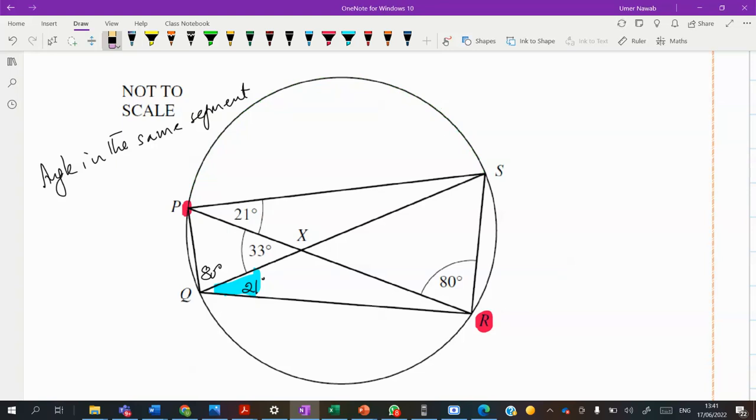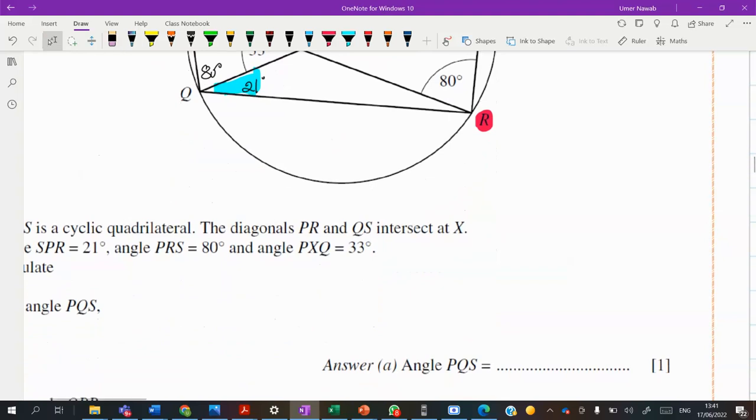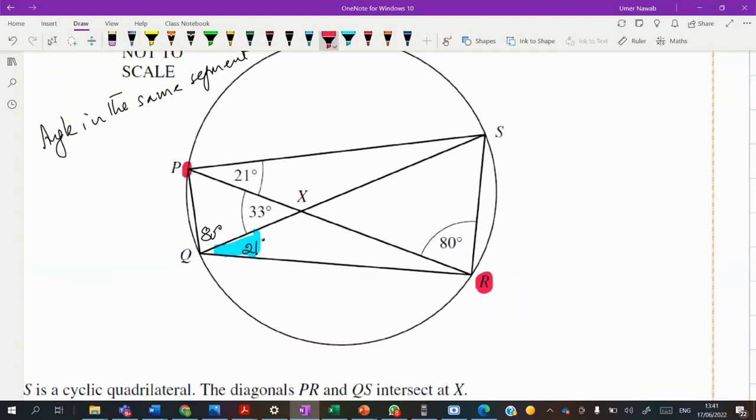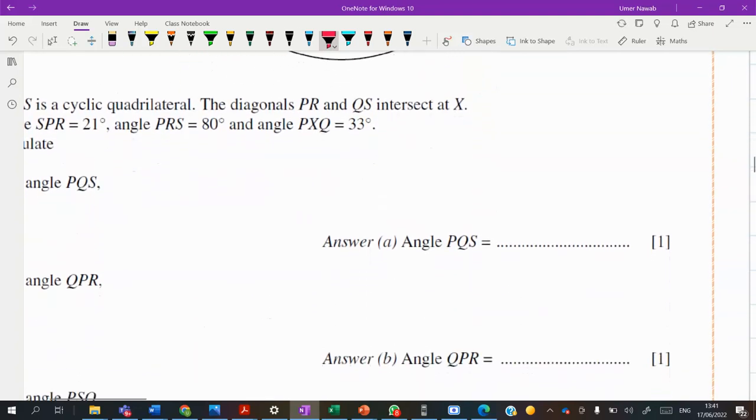Now, what is the thing which I want first? I want to find PQS. The first question is PQS. Which letter is in the middle? Q. So PQS, we found it, that is 80 degrees.